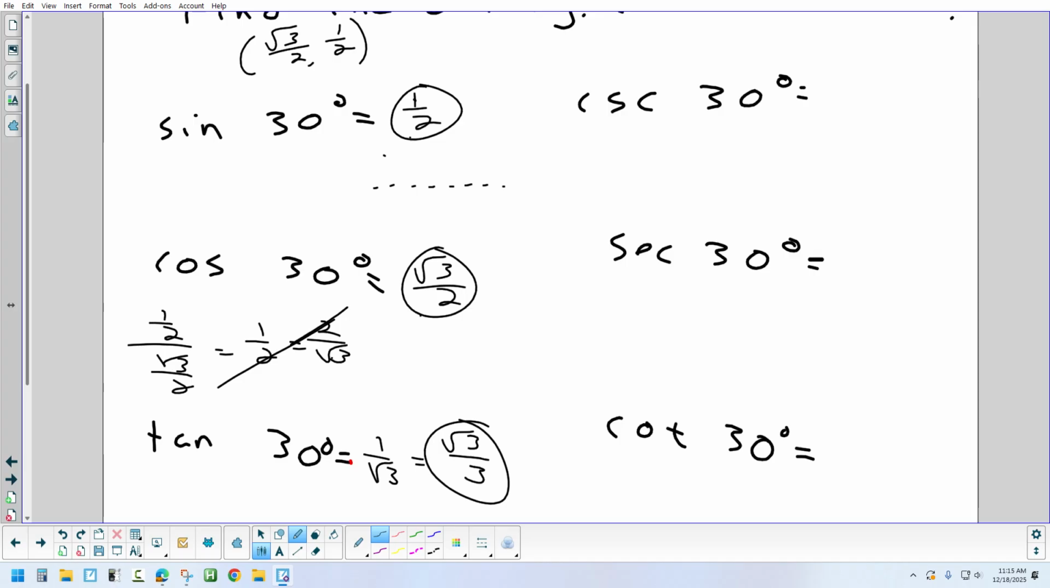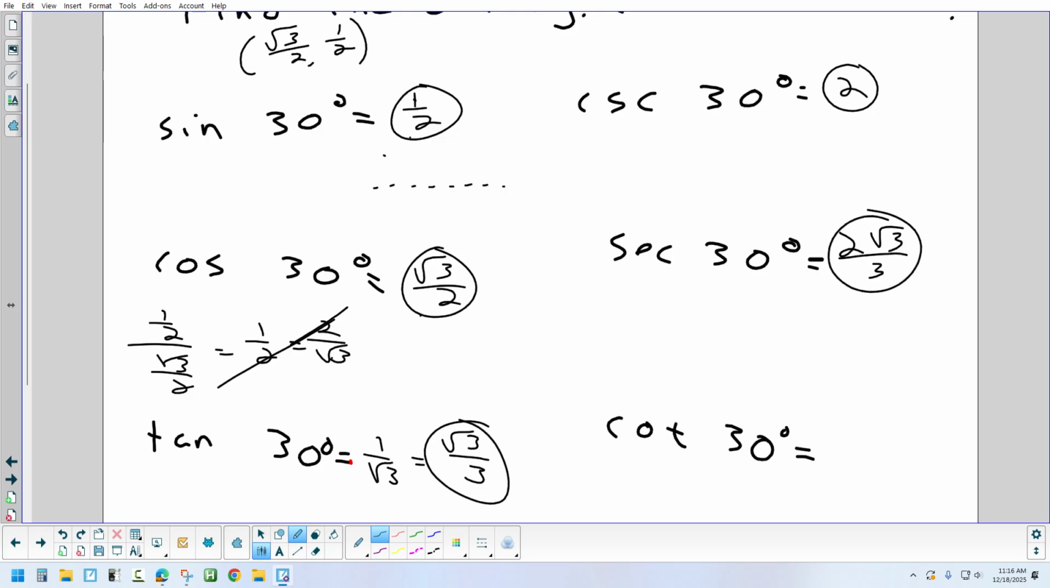How about the cosecant of 30 degrees? Yep, 2. And how about the secant of 30? What would that be? Yep, 2 square root 3 over 3. So when you flip this, the root goes to the bottom, but then you have to fix it, and you end up with 2 root 3 over 3.